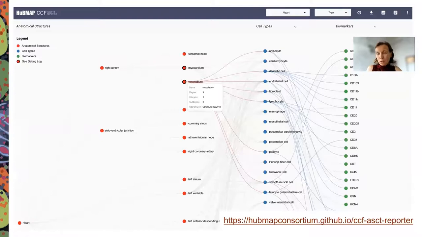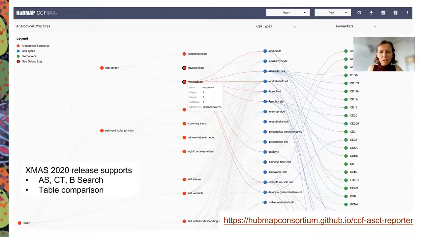In order to facilitate the authoring and review and validation of ASCT plus B tables, my team developed the so-called ASCT plus B reporter. And this reporter is also freely available online, and you can hover over one of those nodes and see how certain anatomical structures are connected to cell types and what biomarkers are commonly used to identify certain types of cells. And we now also have a new release which supports search and table comparison. There are a few new features that just became available. So check out the ASCT plus B reporter.